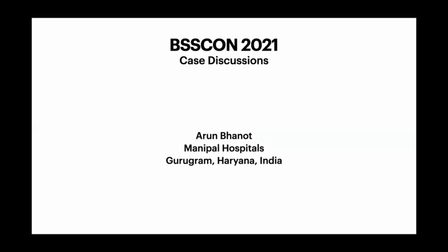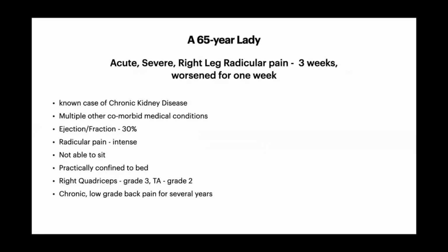Okay, so to set the ball rolling, I'll start with the migrated herniation. So this is a case of a 65-year-old lady who presented with severe acute onset right leg radicular pain for about 3 weeks that had worsened for the past 1 week. So she was a known case of chronic kidney disease with deranged renal parameters to some extent, multiple comorbidities like diabetes, hypertension, and some heart condition. Her ejection fraction was 30%.